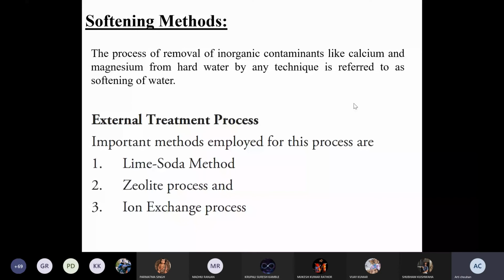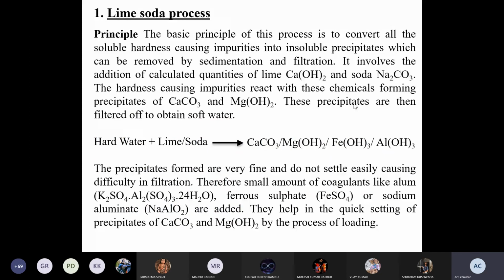So first let us discuss the lime soda process. In this method, the soluble calcium and magnesium salts in water are chemically converted into insoluble compounds by adding a calculated amount of lime and soda. And what is lime? Lime is calcium hydroxide. And what is soda? Soda is sodium carbonate.